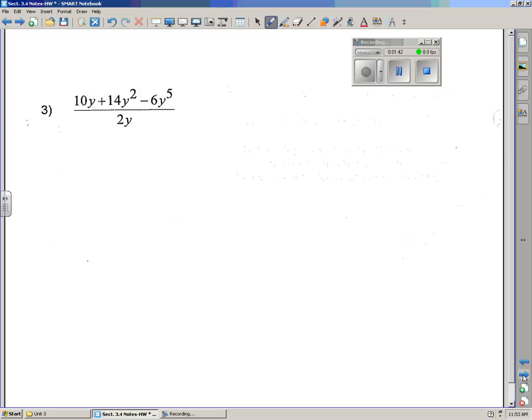Next one. If you prefer to not rewrite into three separate fractions, that's fine, but just realize that you need to divide every single term by the bottom. So it's not that you're just dividing one thing by the bottom and pretending it goes away. So if you want to do everything that way, you can.